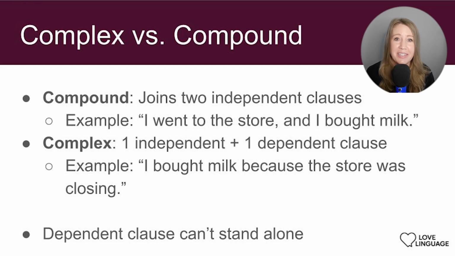Now, how is this different from a compound sentence? Well, a compound sentence joins two independent clauses together. For example, I went to the store and I bought milk. Both of those parts could stand alone as independent sentences. A complex sentence looks a little different. I bought milk because the store was closing. See the difference? The part because the store was closing can't stand on its own. It depends on the main clause, on the independent clause.